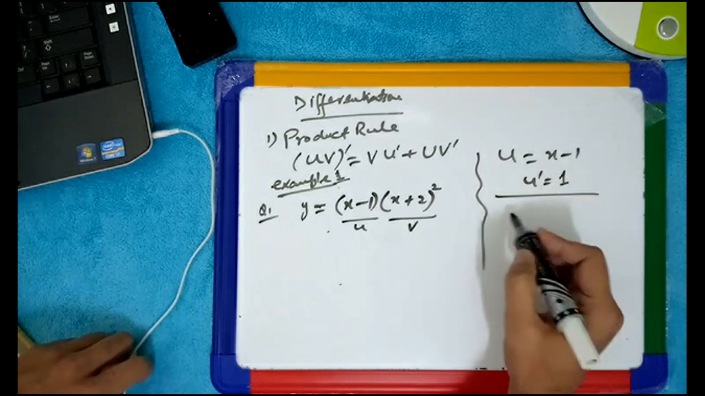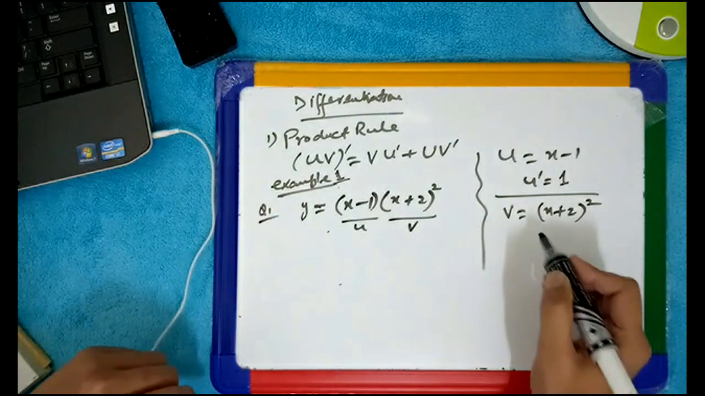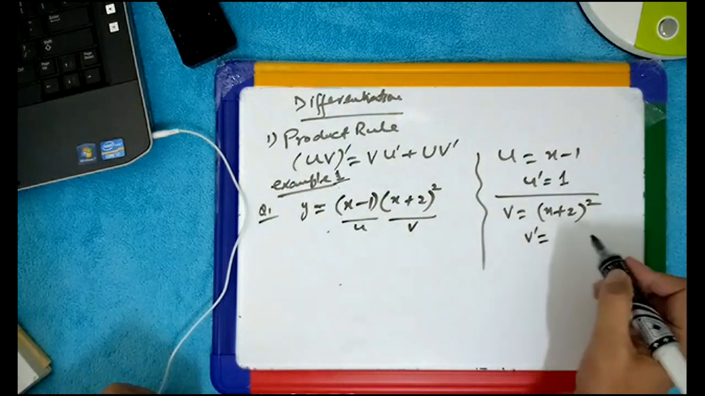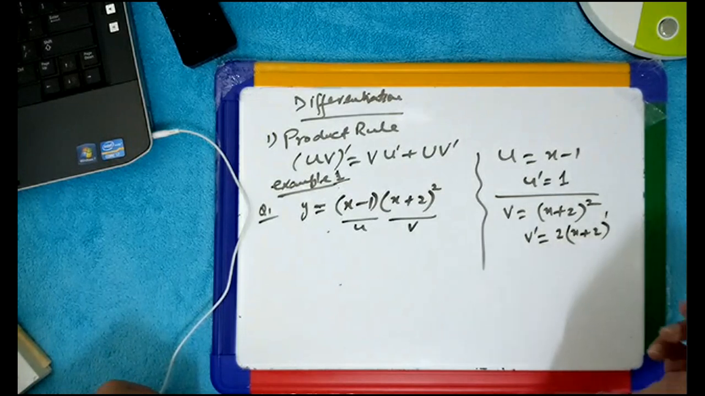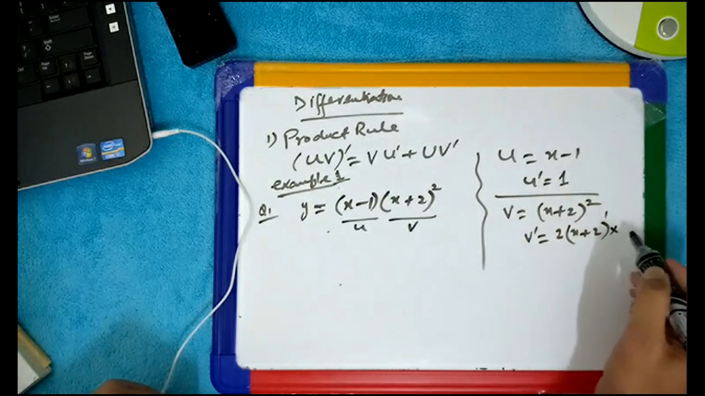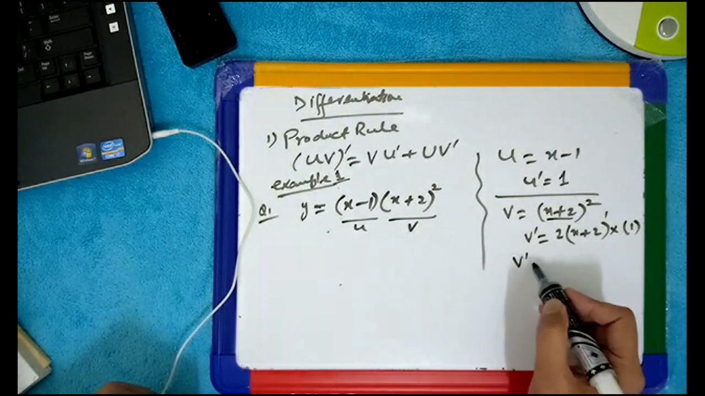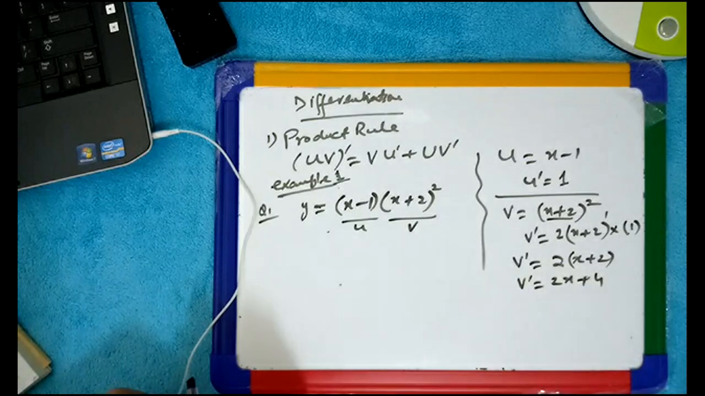Now, next thing is if I say v equal to x plus 2 power 2, what is the derivative, v dash? Not 1. First, we will bring the power down. Yesterday, I told you, first bring the power down, 2, and x plus 2 power 1, whatever the total power. And then the derivative of the inner function. The derivative of the inner function is only 1. So finally, your derivative will be 2 times x plus 2, which means I can write 2x plus 4. Got it? So my things are complete.